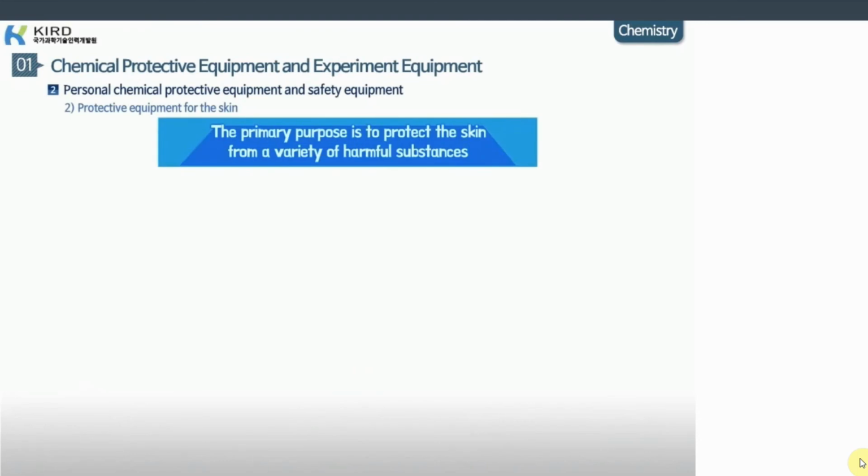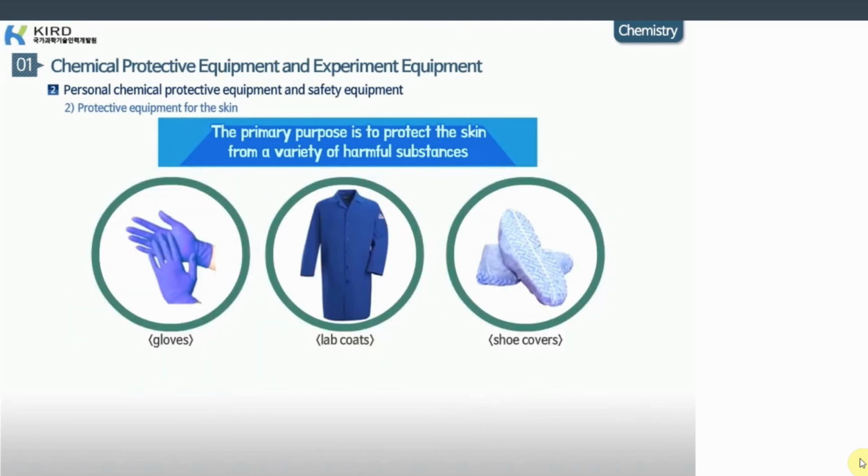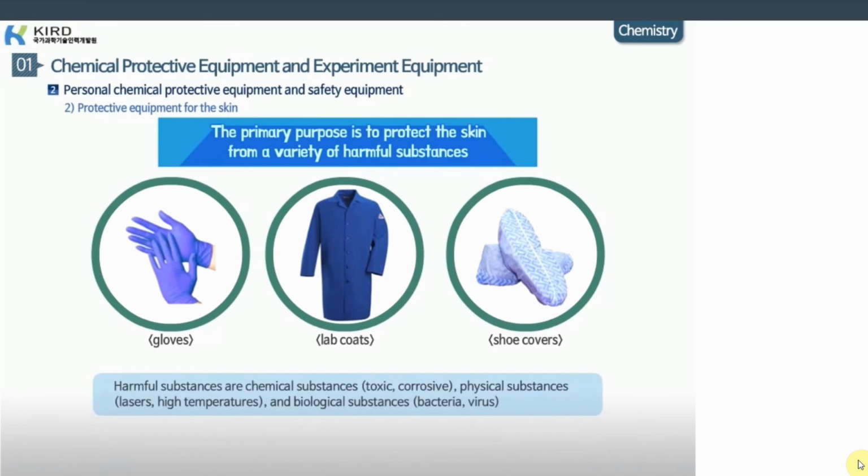The primary purpose of protective equipment for the skin is to protect the skin from a variety of harmful substances. Depending on the types of harmful substances, various types of protective equipment for the skin exist, such as gloves, lab coats, and shoe covers. Harmful substances are chemical substances such as toxic and corrosive substances, physical substances such as lasers and high temperatures, and biological substances such as bacteria and viruses.